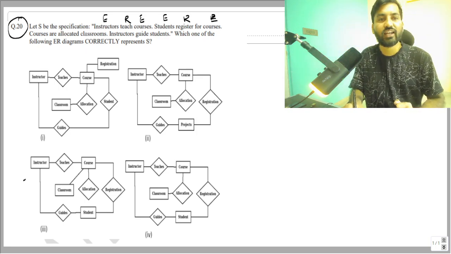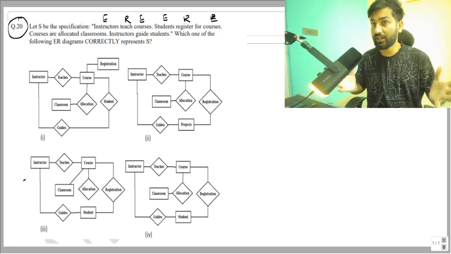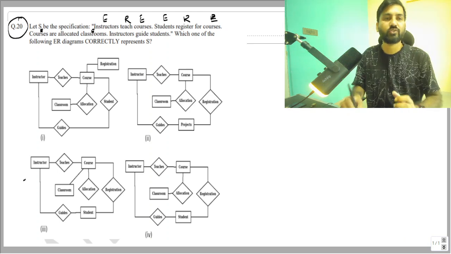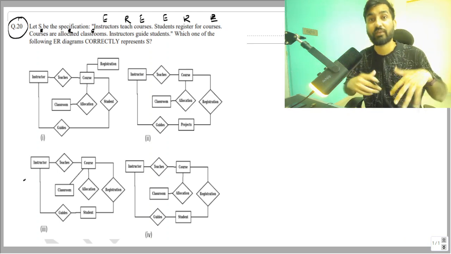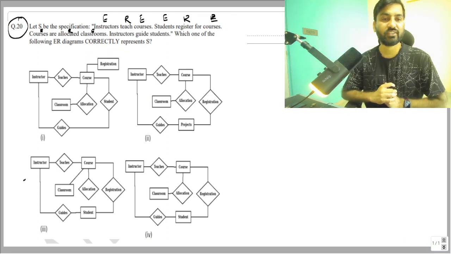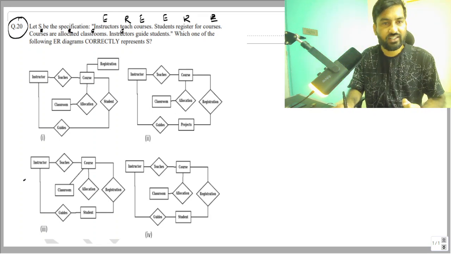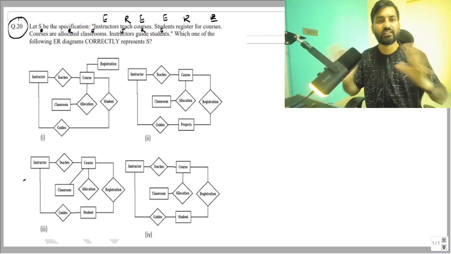Now courses are allocated classrooms, right? So here courses are nothing but an entity, classroom is again going to be an entity, and allocation is going to be your relation. That should be represented with the help of diamond shape, understand? So you can just see here, instructor is the entity, student is the entity, and guide is nothing but the relation between instructor and the student.